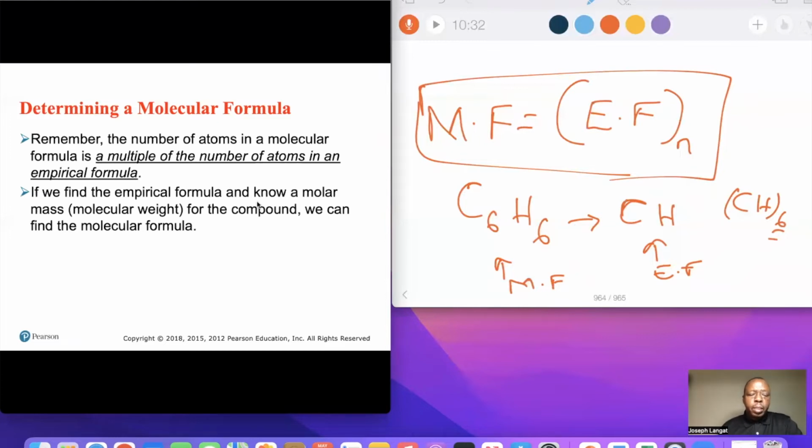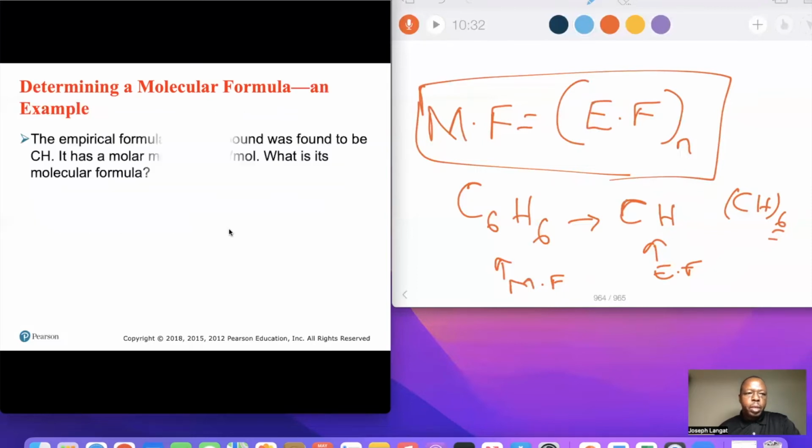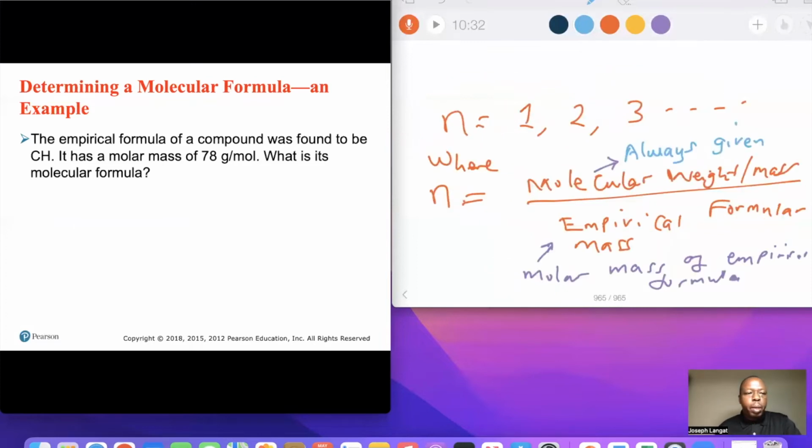You may be asked in part A of the question to find the empirical formula. You'll be given the molar mass, the molecular weight of that compound, and then we'll have to proceed with that. Let's see, the empirical formula of a compound was found to be CH. It has a molar mass. What is the molecular formula?